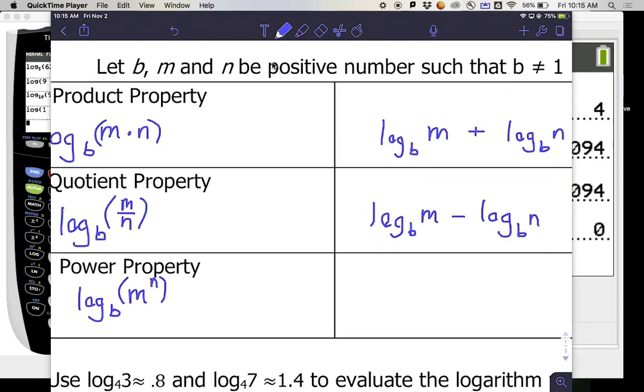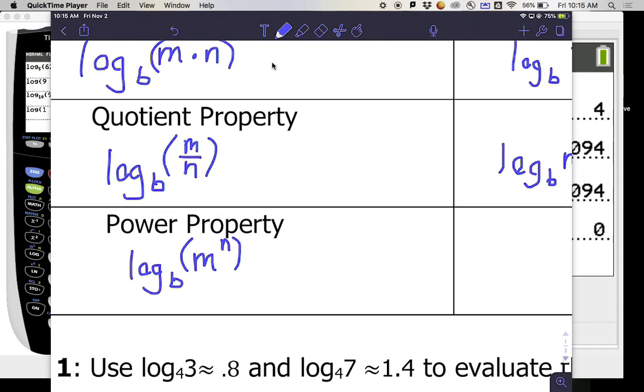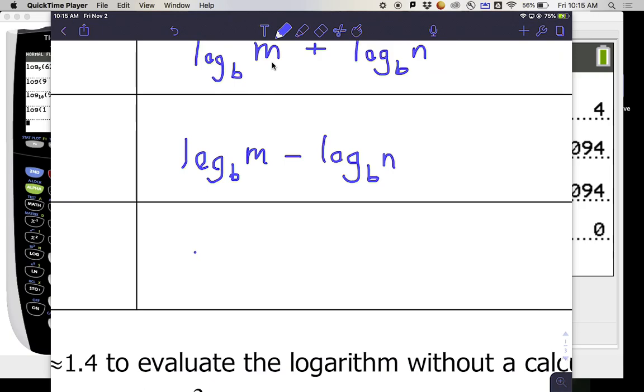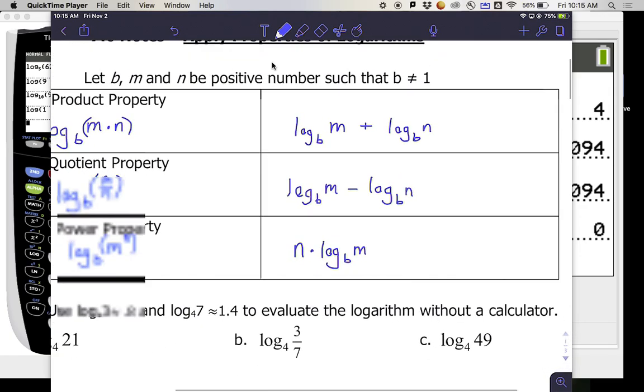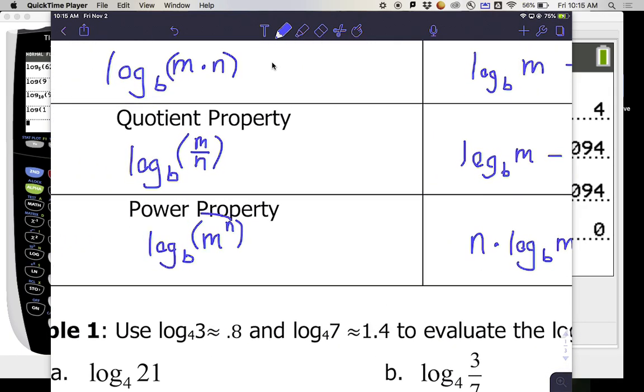Okay, and then the last one that we're going to do here is the power property. So if you have m raised to an n, we can write n times log base b of m. So basically, I like to usually draw a little arrow. That exponent's going to come out to the front right there.